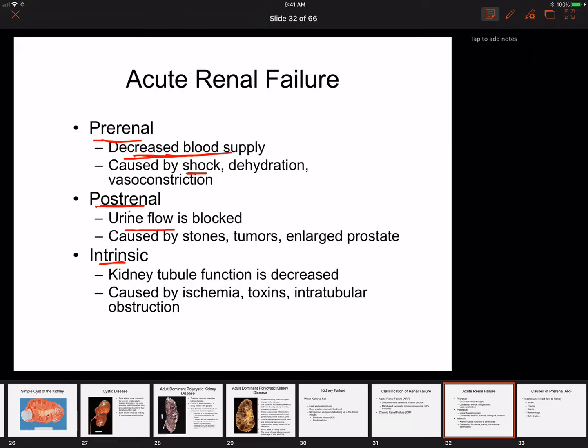Post-renal, if let's say the urine output is blocked because of a stone in the ureter, a tumor, or an enlarged prostate in men, or within the kidney, basically if we see again ischemia, if we see toxins, whether toxins produced by bacteria, by infection, or toxins through things that we ingest, chemicals that we ingest.